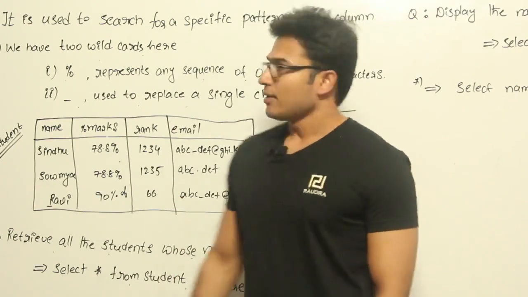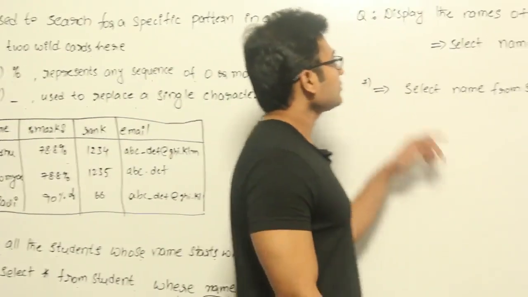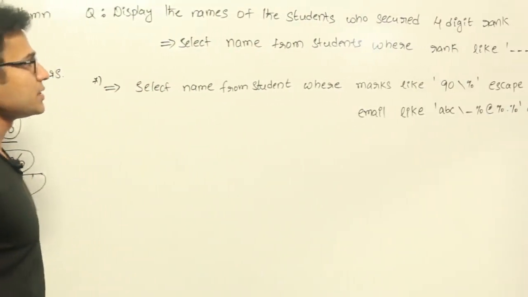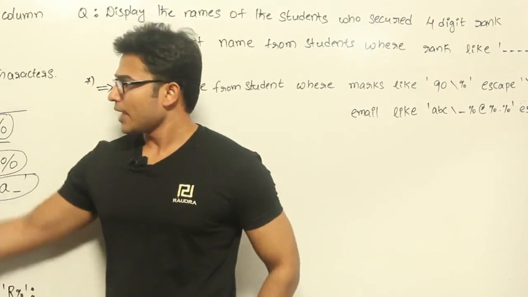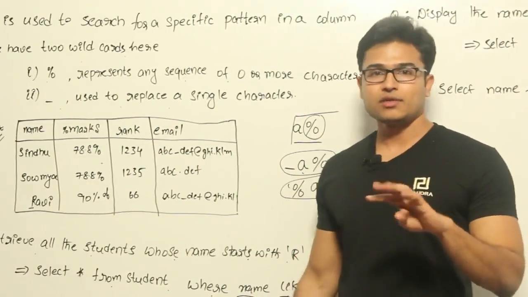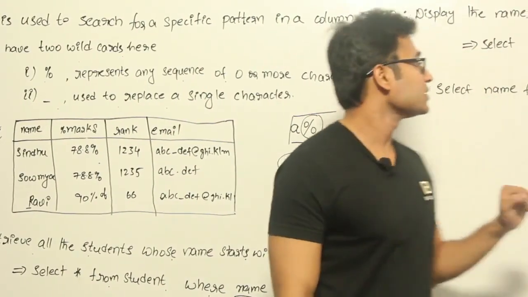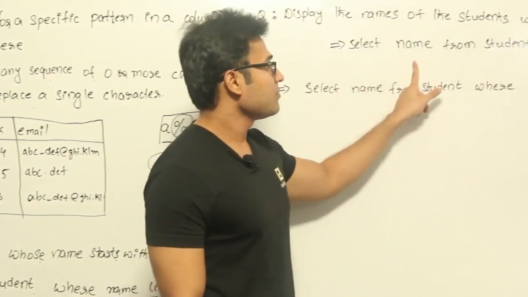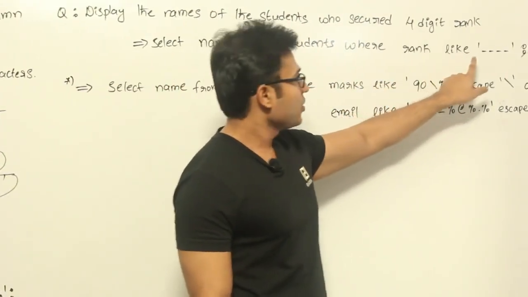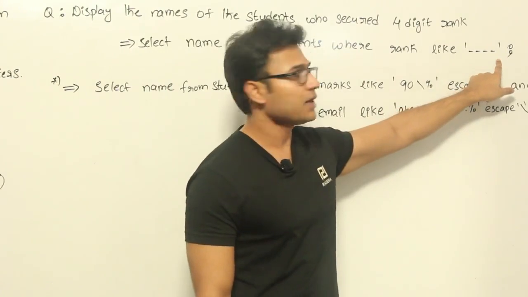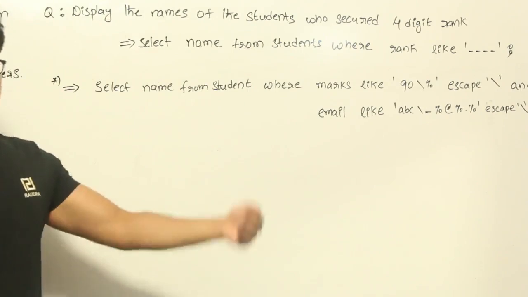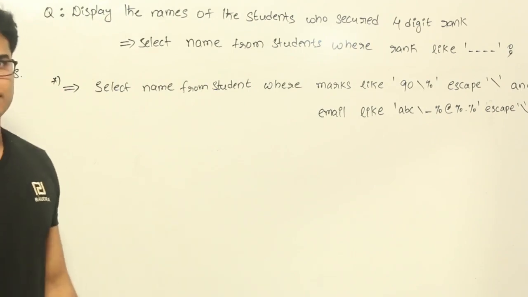Got it? Now let's look at one more query. Display the names of the students who secured a 4-digit rank. Now rank is the attribute, and the rank attribute should contain 4 digits, right? How can we specify it? See this. SELECT name FROM students WHERE rank LIKE. If I put 4 underscores, then it will specify that the rank is going to have 4 characters, and we don't care what characters they are, right?